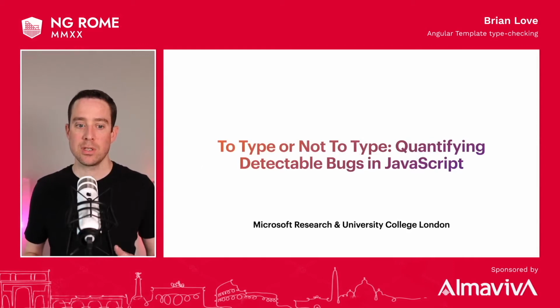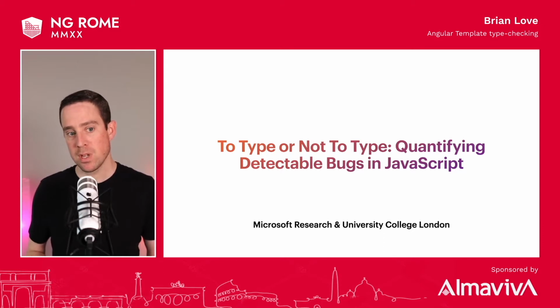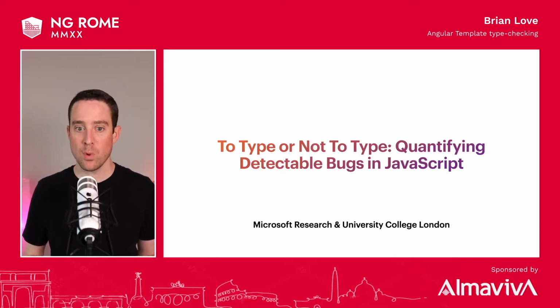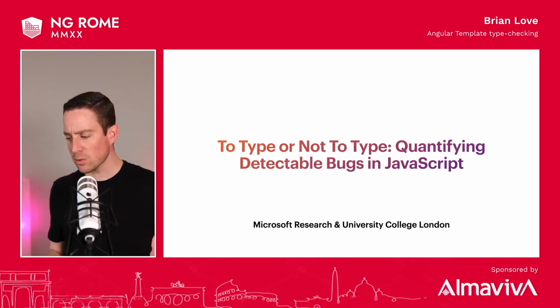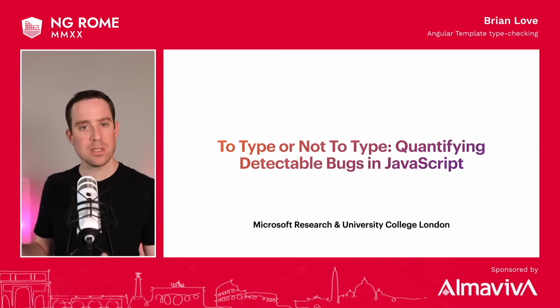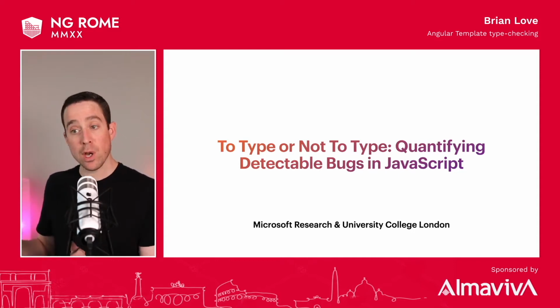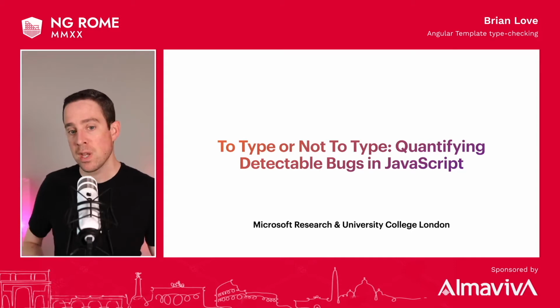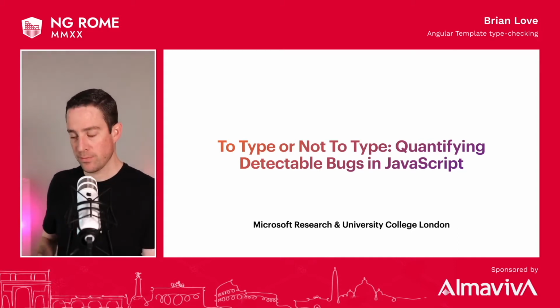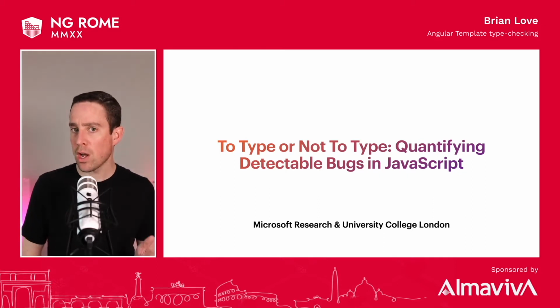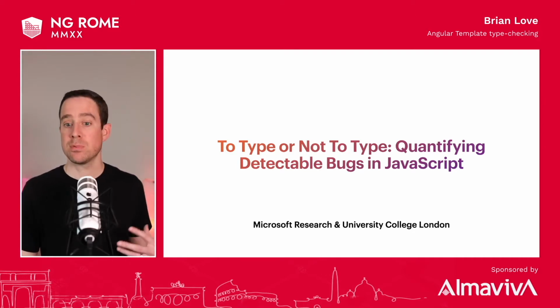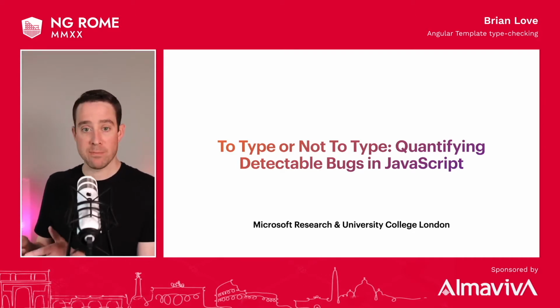This was a research study done by Microsoft Research in collaboration with the University College London. The name of the paper is To Type or Not to Type: Quantifying Detectable Bugs in JavaScript. What I thought was really interesting is that they went out to GitHub and looked at public open source repositories for JavaScript. They analyzed closed issues and asked, could this issue have been caught ahead of time via typing? In other words, at build time, using something like TypeScript, could that bug have been prevented?